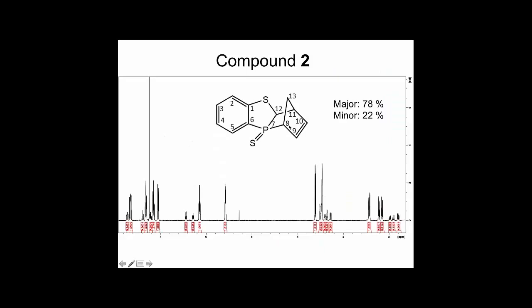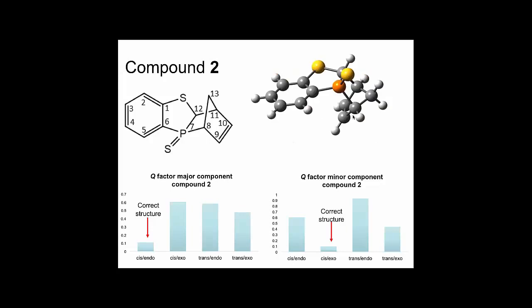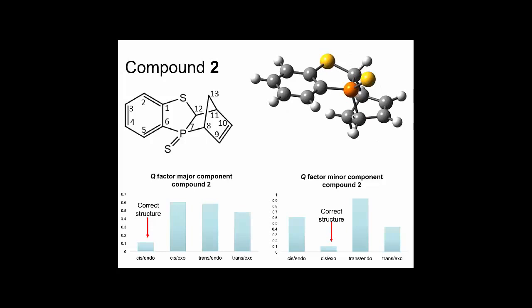In the case of the exo and the endo, we also analyzed the mixture. By integral, the mixture was 78-22. So we collected RDCs. We generated the cis endo, the trans endo, the cis exo, and the trans exo, and we quickly determined that the best Q factor for the major compound was the cis endo, and for the minor compound was the cis exo. And well, that's it.